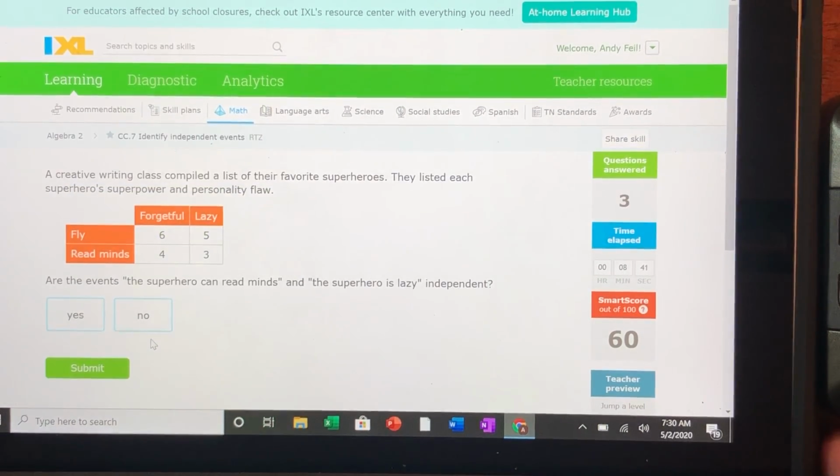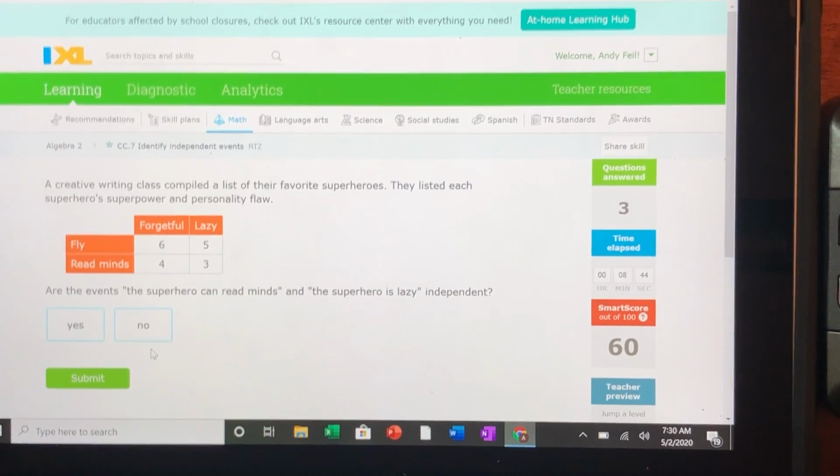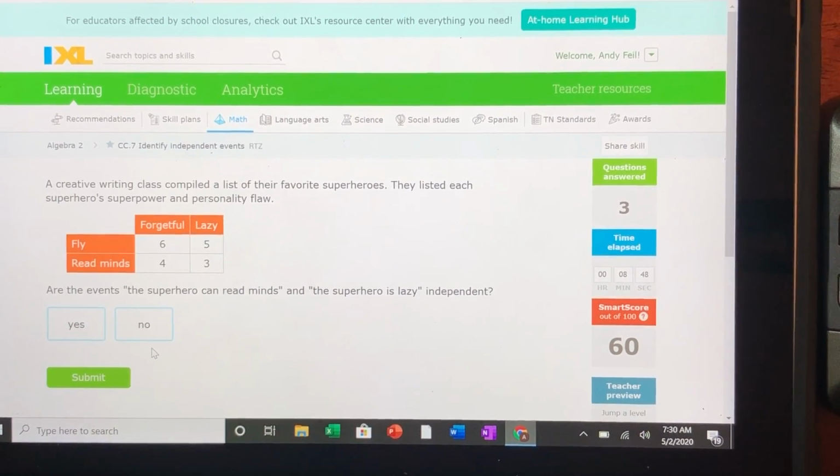Okay, let's try one more like that. All right, let's see here. A creative writing class compiled a list of their favorite superheroes. They listed each superhero's superpower and personality flaw. Are the events "the superhero can read minds" and "the superhero is lazy" independent? I don't know any superheroes that are lazy. Anyway, are they independent? Let's see here.